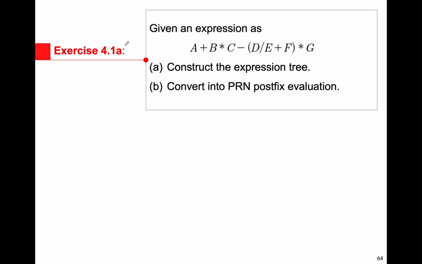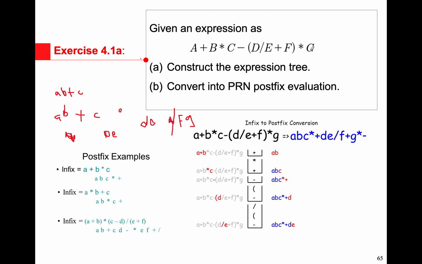Okay, in this exercise, you can see you have A plus B, and then you also have multiplication with C, minus, then you have your bracket over here, and you have multiplication with G. So you need to construct first the expression tree. You need to draw the tree first.